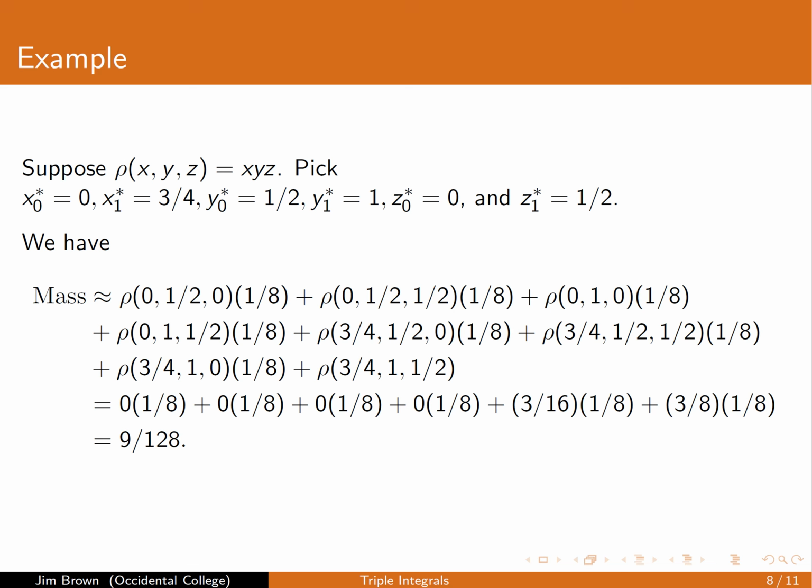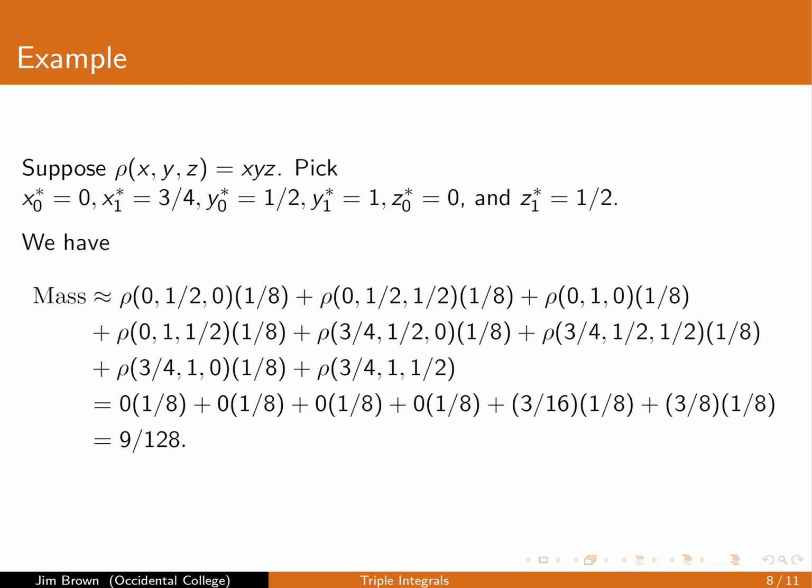So then if we write this out, we have the rho of 0, 1/2, 0. So it's x0, y0, z0, and then the volume 1/8. And then I go x0, y0, z1, and so on. So you see we get all 8 boxes here. You can check that. And then we just plug in for the function.